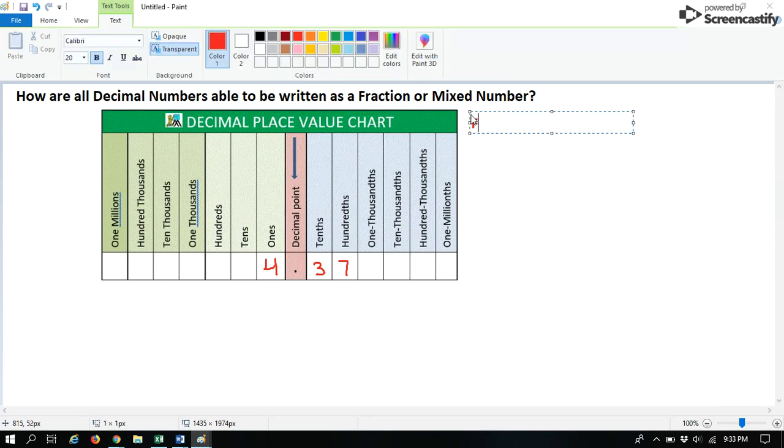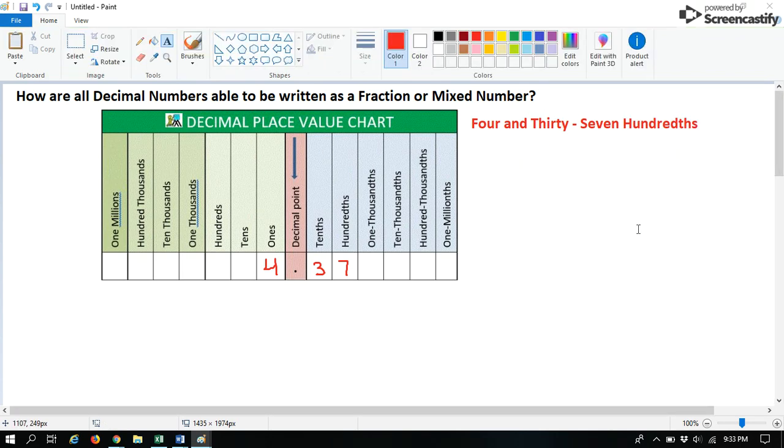Start with the whole numbers. So I have 4, decimal point, and 37 hundredths. Make that larger so we can see it. Okay, again, there's the key word, using our place values. Hundredths. So that hundredths means the denominator is going to be 100.